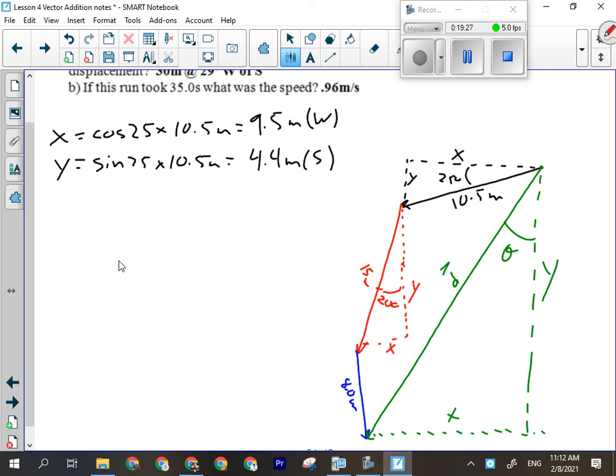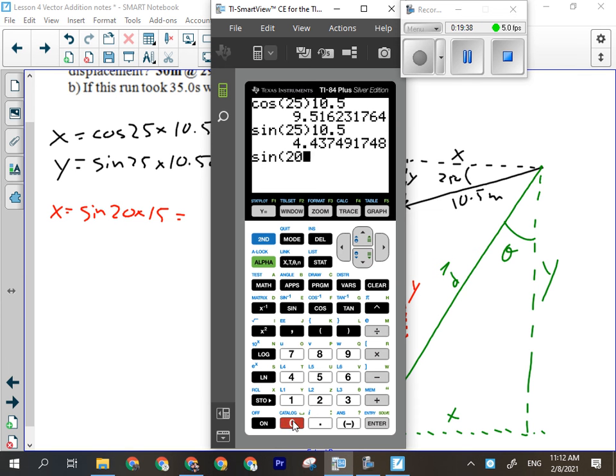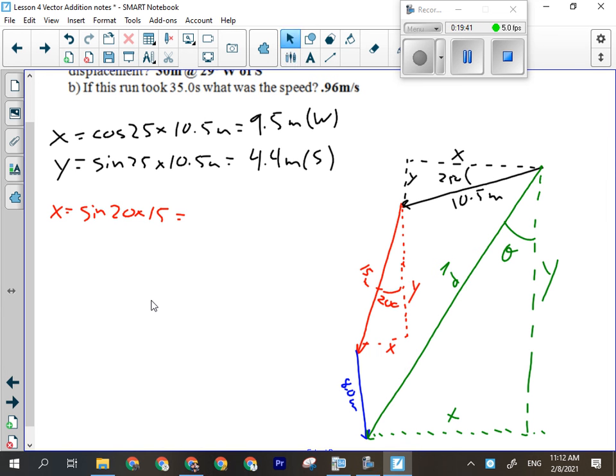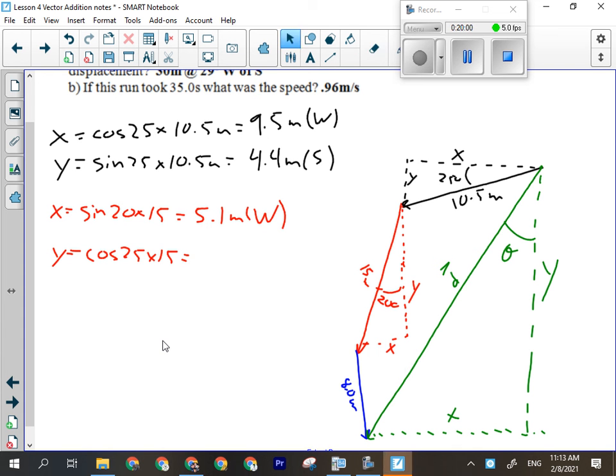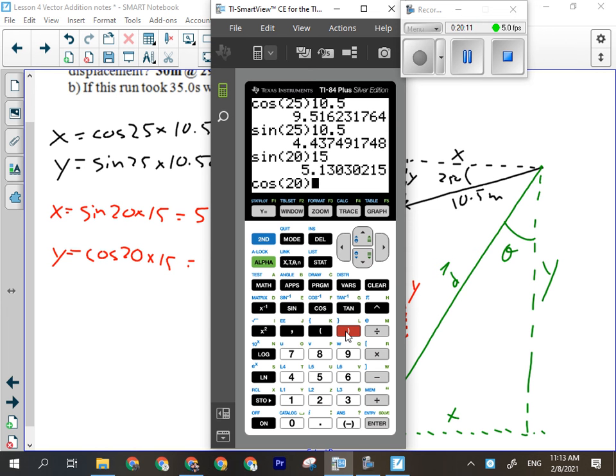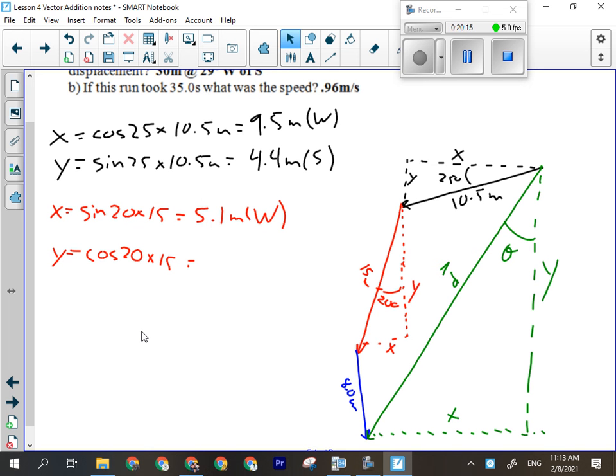For the red triangle, red X is our opposite side, so we'll be going sine of 20 degrees times 15 meters. So that's 5.1 meters, and that one is also west. Then our y component is the adjacent side, so we'll be going cos of 20 times 15 meters. Holy smoke, guys, having a tough day here. Cos of 20 times 15, 14.1 meters, and that one is south.